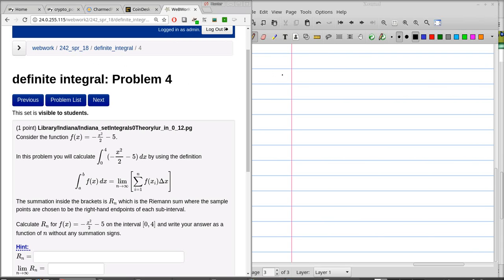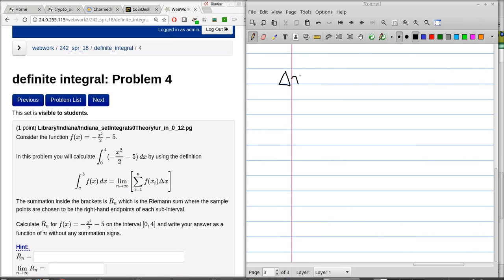All right, so the first thing I like to do in these problems is to figure out delta x. Delta x is b minus a over n, which is in this case 4 minus 0 over n, which is 4 over n. And I know that a is 0 and b is 4 because I'm looking at these numbers on the little integral sign. The top one is b, the bottom one is a.